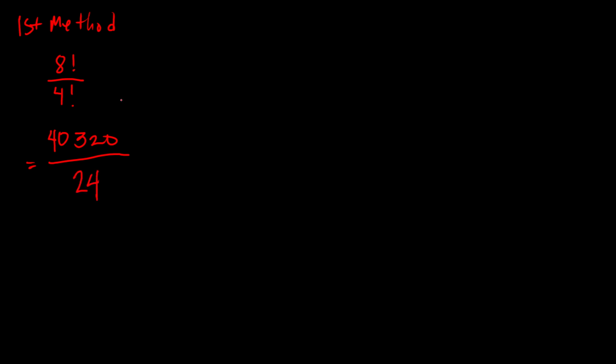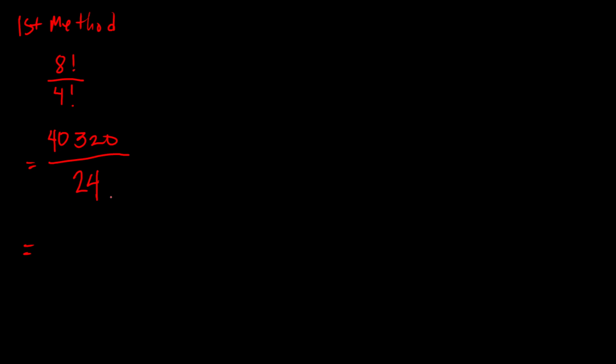24. Again, for the first method na ginawa ko, sinolve yung value ng 8 factorial, that is 40,320. Then, sinolve ko yung value ng 4 factorial na 24. So, after i-solve yung dalawang value, 40,320 divided by 24 is equal to 1,680. Okay, so yan yung first way.